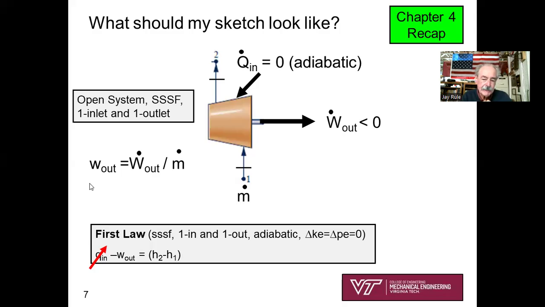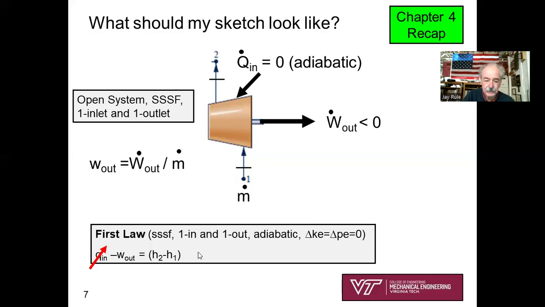And I remind myself to get even with the book, little w out, little w is equal to W dot divided by M dot. And that's a big reminder for me because typically a lot of practicing engineers and instructors will call little w the work of the control volume. And recognize that the units of little w for this open system are kilojoules per kilogram, but it's really power divided by mass flow rate.